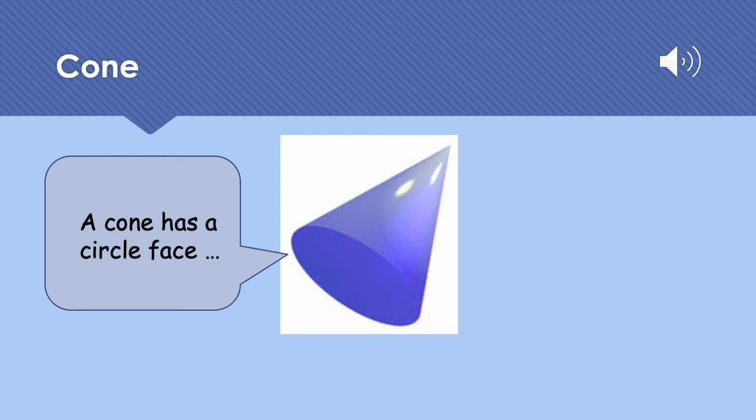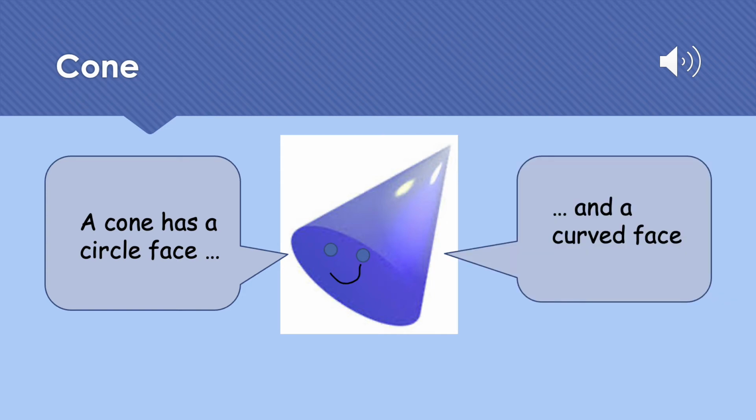The next shape that we're going to learn about is called a cone. We'll have another pause while you try and say that. Cone. A cone has a circle face and a curved face. And can you see the way it goes to a point right at the top there, or at the bottom if you turned it round?